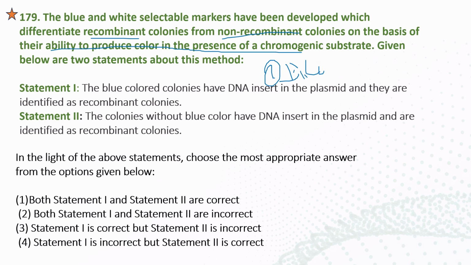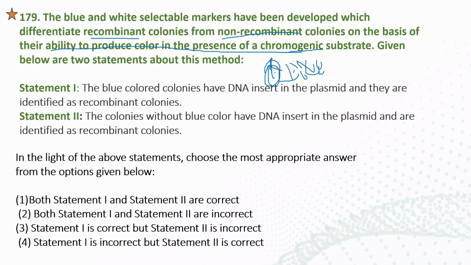According to that, you have to say that the colonies which are producing the blue color are known as recombinant colonies, and those which are not producing the blue color are non-recombinant colonies, based on their ability to produce color in the presence of a chromogenic substrate. Here they have given you two statements.